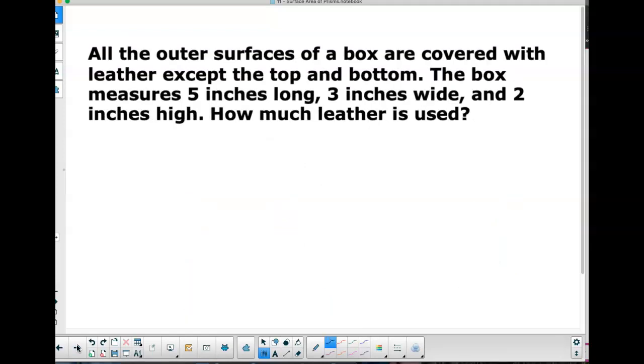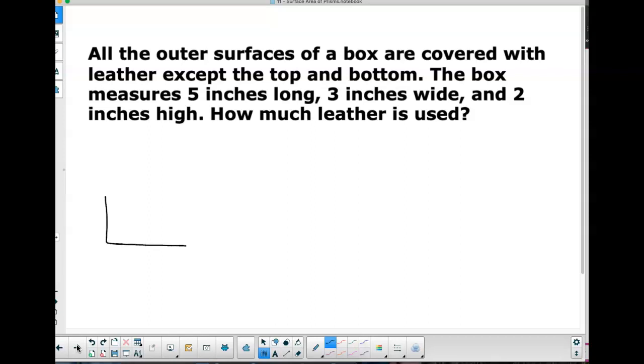Okay, last one. All outer surfaces of a box are covered with leather except the top and the bottom. Okay, the box measures 5 inches long, 3 inches wide, and 2 inches high. How much leather is used? Okay, if they don't give you a picture, we kind of need a picture. We do better with pictures. So, we're going to draw it.